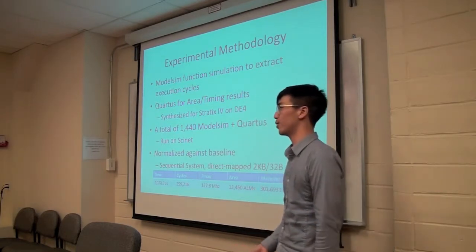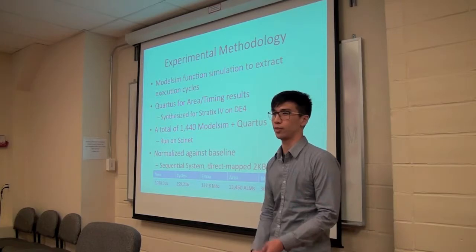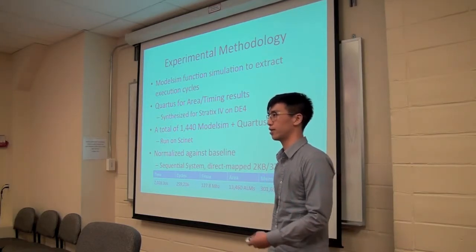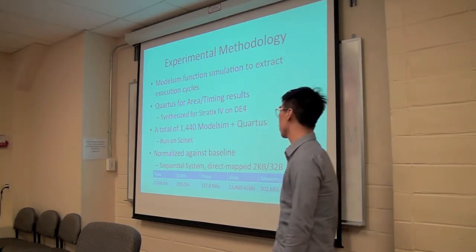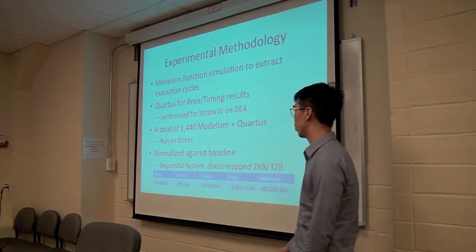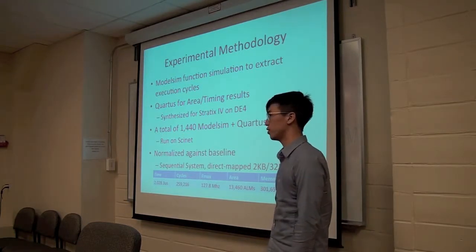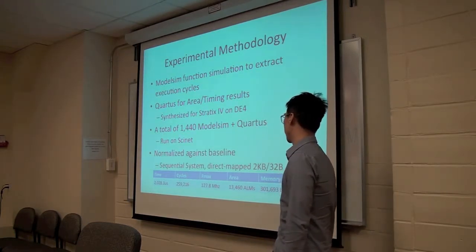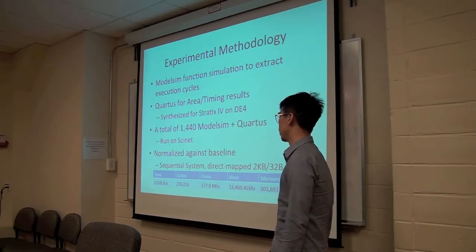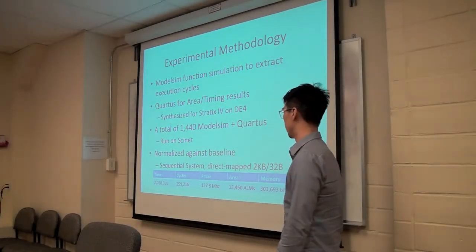But we have access to an amazing machine called Skynet. For those of you who don't know, it's a supercomputer that is maintained by U of T. I believe it's in the top 61 in the world right now. All the results that I'll be showing in the next pages are normalized against the baseline system, which is a sequential system running a single accelerator with a 2 kilobyte cache, 32 byte line size, and a direct map cache. The results for the baseline system are shown in the table.